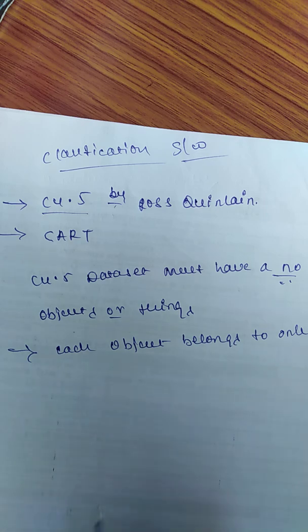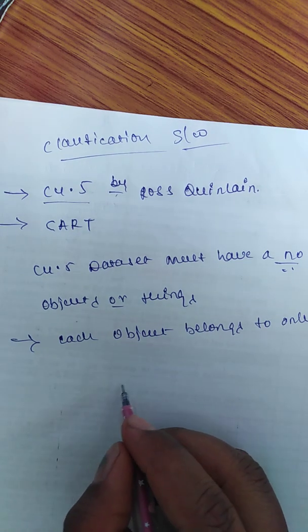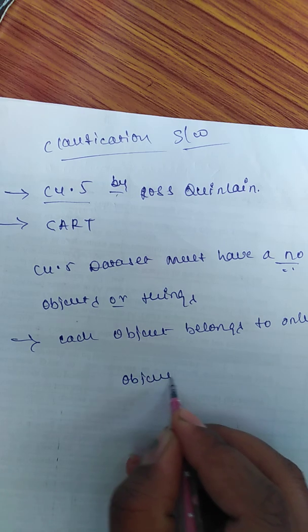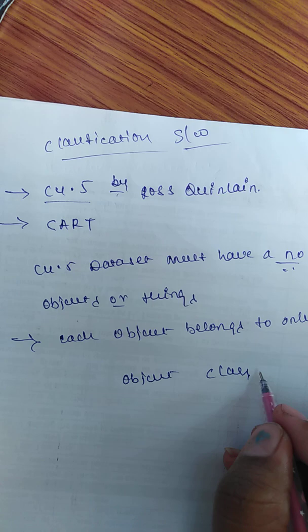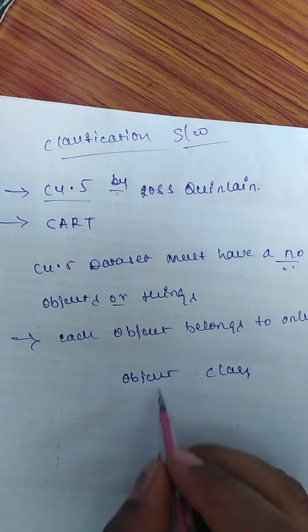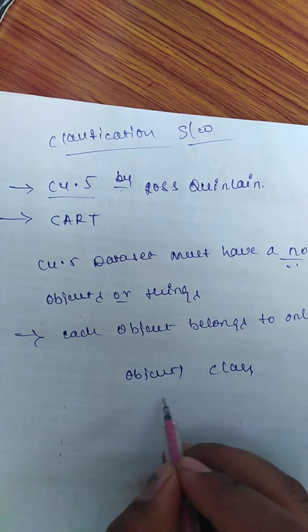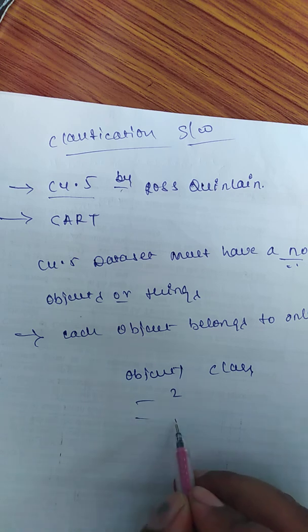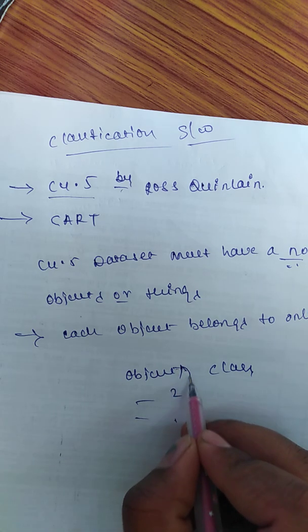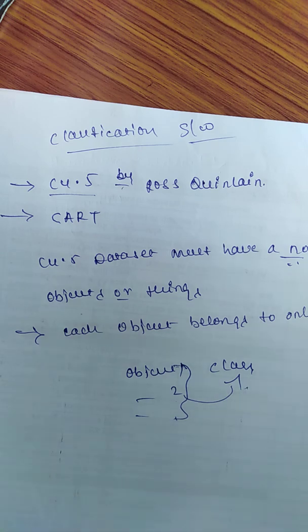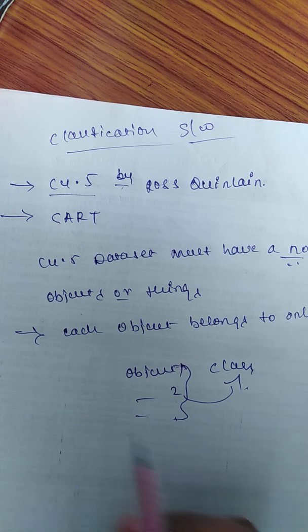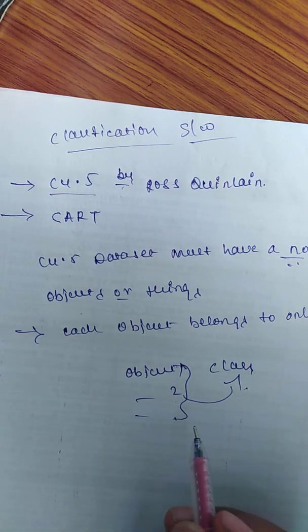It means we can write here the object and the class. Each object belongs to one class. Then we can represent object 1, object 2, and so on. This number of objects will each be represented by only one class. This is the type of information that can be given in the C4.5 software.